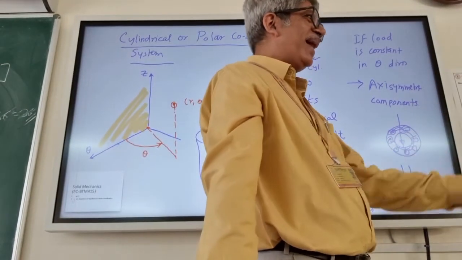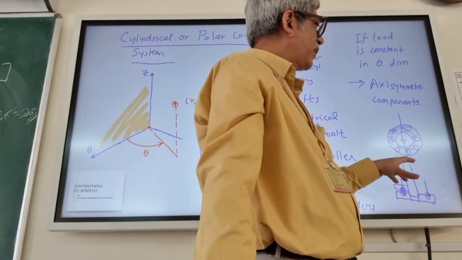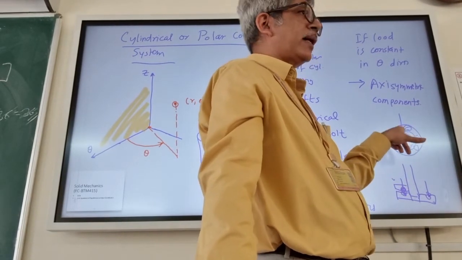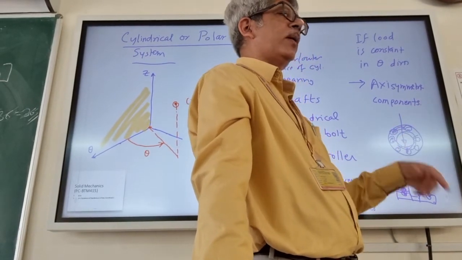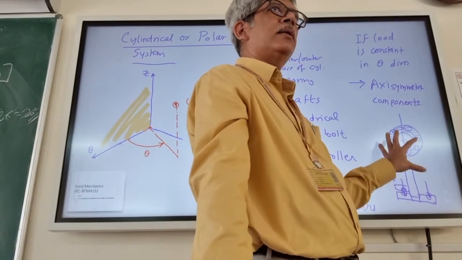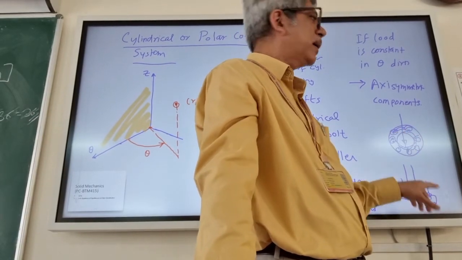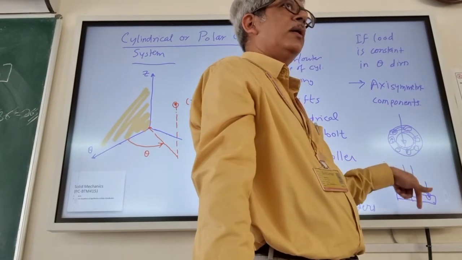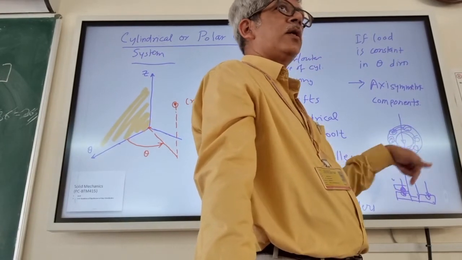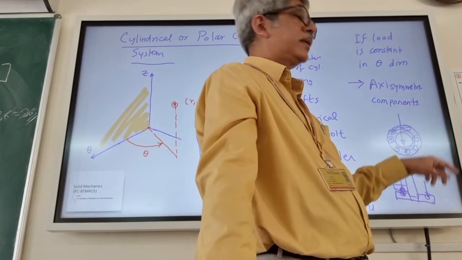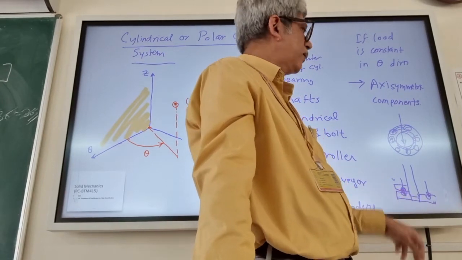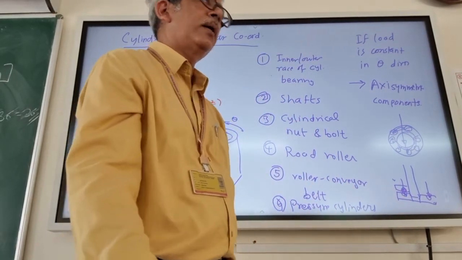Okay, I will let you mean in that particular direction. So this is not exactly an axisymmetric problem, but for the purpose of simplification, we can simplify it as axisymmetric by making this load uniformly distributed over the entire circumference where the balls are fitting onto that particular bearing.